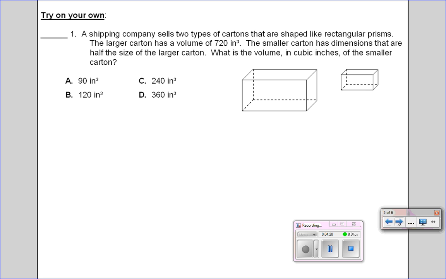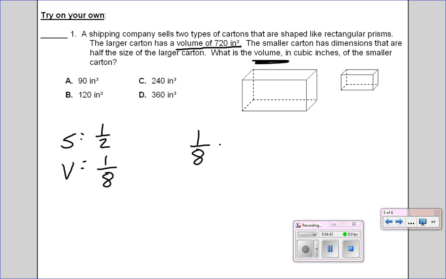All right, a shipping company sells 2 types of cartons that are shaped like rectangular prisms. The larger carton has a volume, keyword, of 720. The smaller carton has dimensions that are half the size, so its side ratio is half. We want to know the volume, so I need the volume ratio, which means I need to cube everything. 1 cubed is 1, 2 cubed is 8.